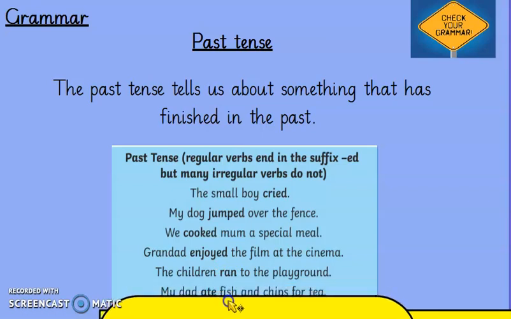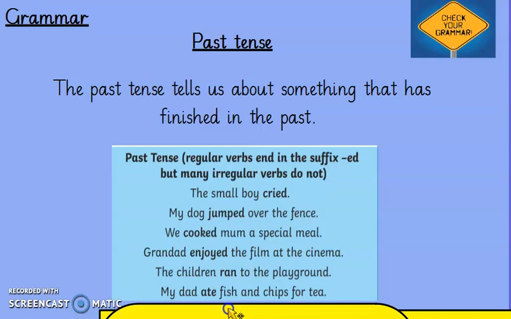And then another example for you. My dad ate fish and chips for tea. Again, we don't write ated. My dad ated fish and chips for tea. It just wouldn't sound right. It's not grammatically correct. So we write, my dad ate fish and chips for tea. So ran and ate are irregular verbs as they do not have a suffix ed at the end.